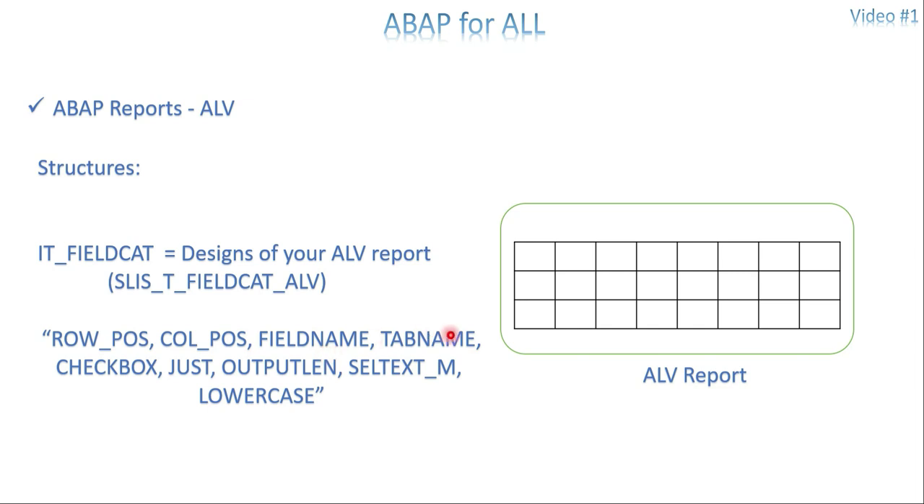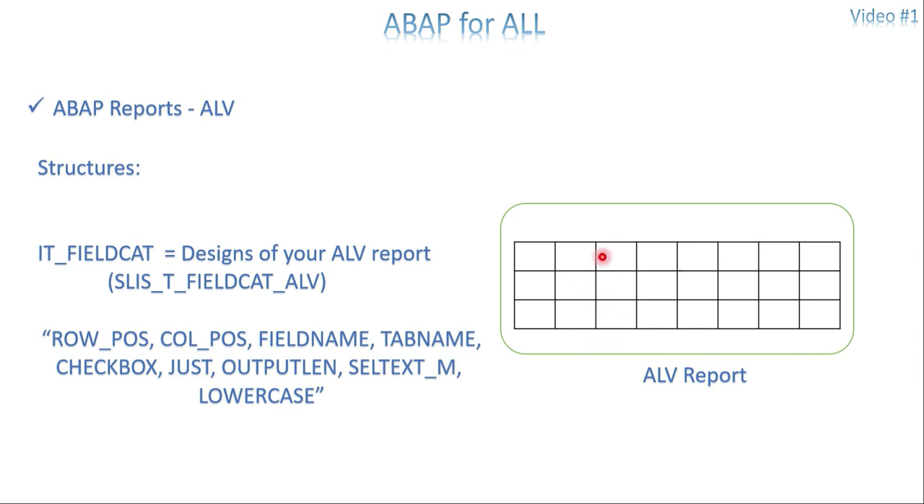And then table name is nothing but the internal table name, which refers to where the data is. So type table name. And checkbox: if it is required, if I want to enable a checkbox for the first column of my ALV report, then you need this checkbox. These are optional, depending on your need, you can use them.